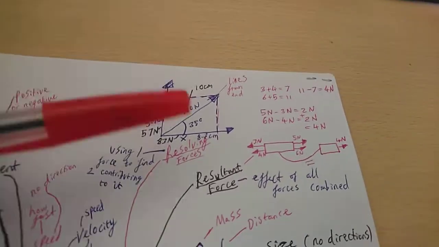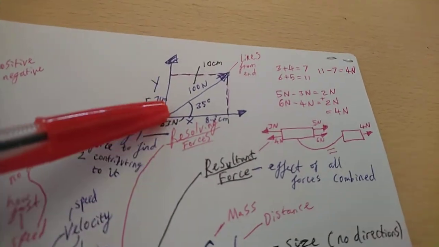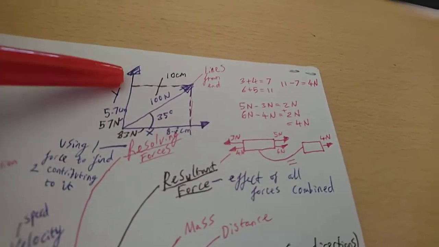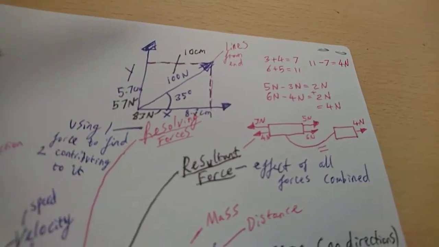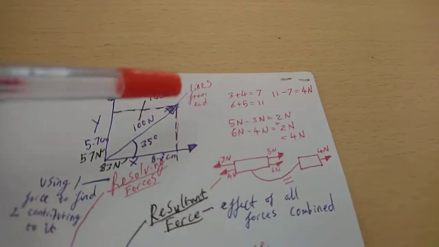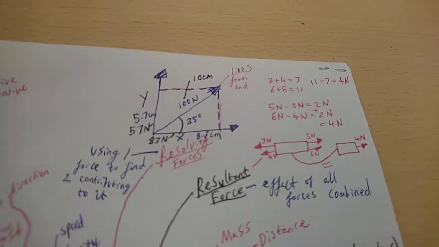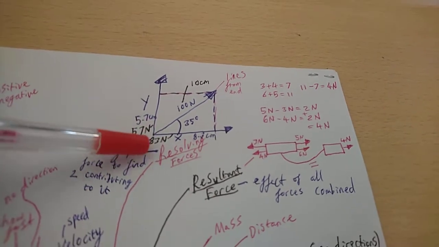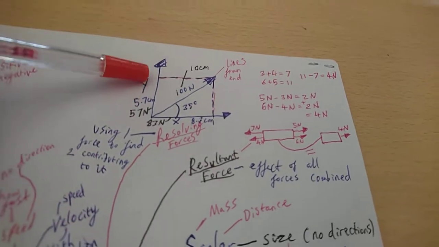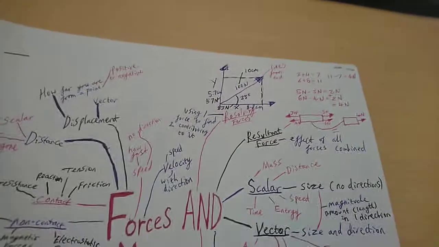This is called resolving forces, and it's where you use one force to find the two that are contributing to it. From this line, which has 100 newtons on, we can find out that it's 10 centimetres, so the line there is 10 centimetres, which is 100 newtons. You draw the lines from the end, and this line goes up to 8.3 centimetres, which means it's 83 newtons. That goes to 5.7 centimetres, which means it's 57 newtons. So from that one force, you've managed to find the other two.